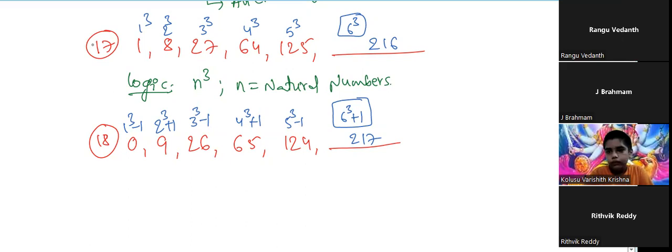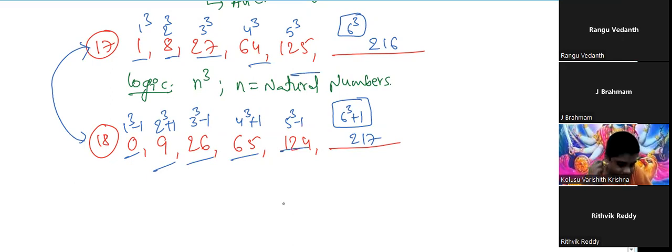Sir, just observe these two number sets. You can identify: this is 1, 0. This is 8, 9. This is 27, 26, 64, 65, 125, 124. Yes, sir, I got the answer from above. I added one for the above answer, one time plus 1, one time minus.